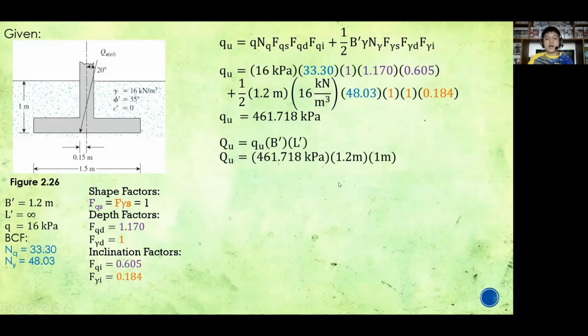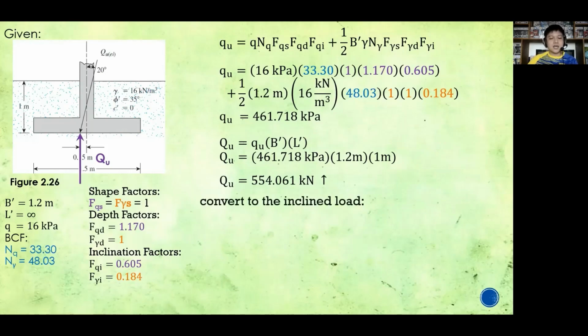And for our force, multiply this pressure with our effective dimension. Again, our B prime, that is 1.2 meter, and instead of infinite, again, this is already the force, we will be using a unit length, which is 1 meter. Thus, our initial load is 554.061 kilonewtons. Our interest is the inclined load.